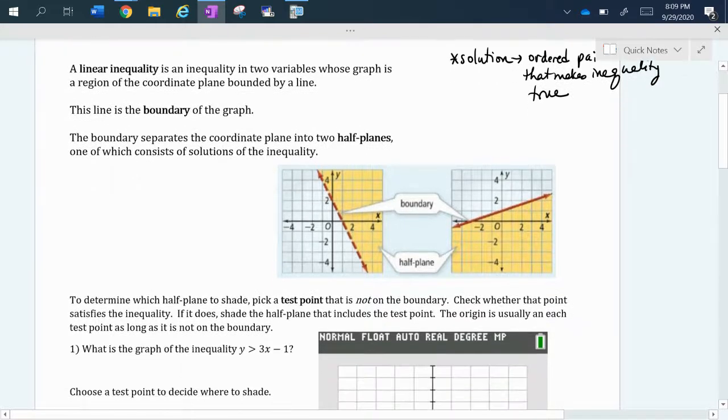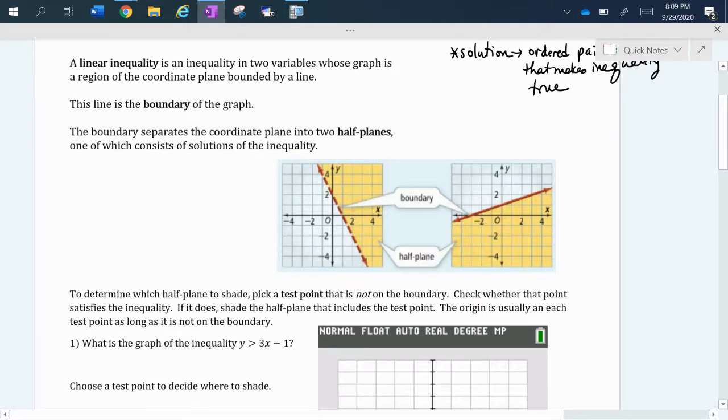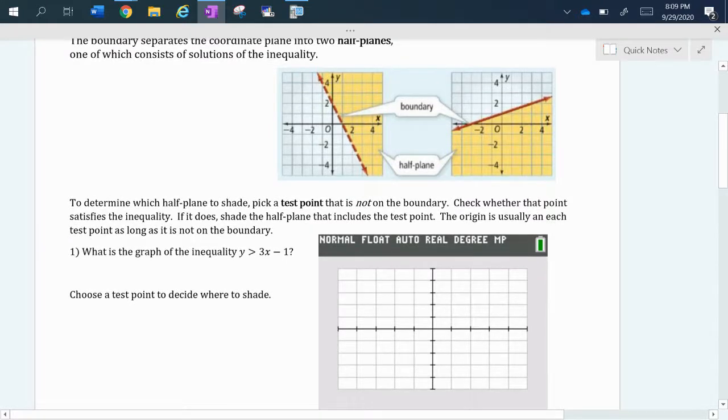Okay, so look at the examples here. When we graph a line on a coordinate plane, we split the coordinate plane into two regions. And the shaded region is the region where the solutions are. So to determine which half plane to shade, pick a test point that is not on the boundary. Check whether that point satisfies the inequality, and if it does, then you shade that region that includes the test point.